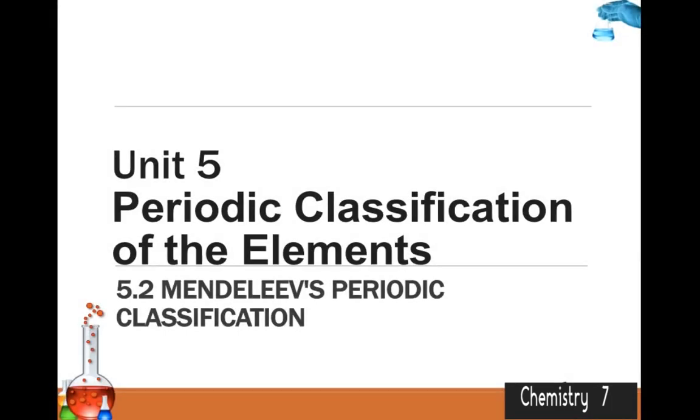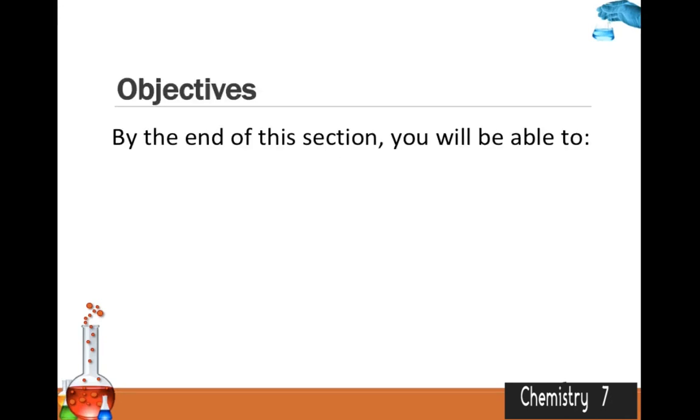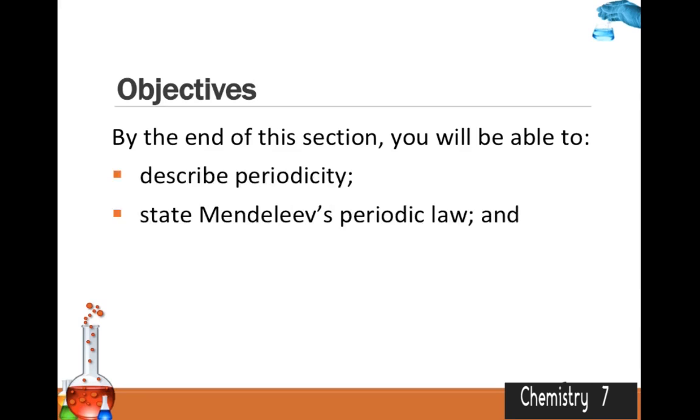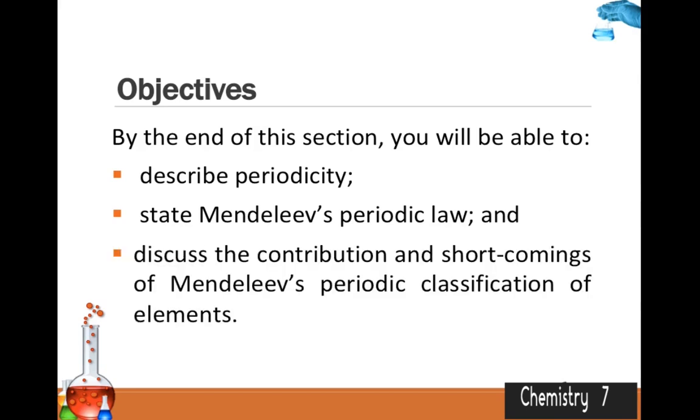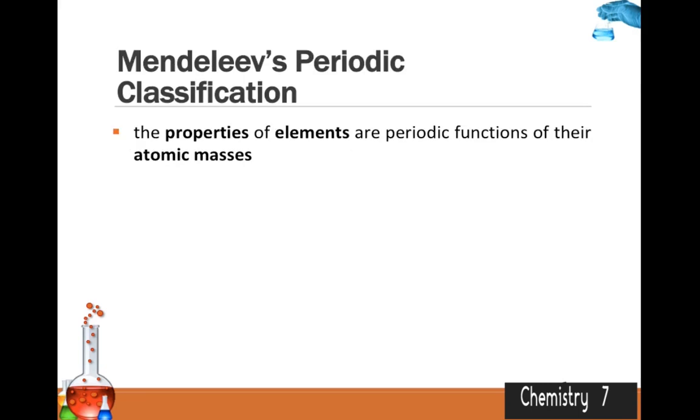Subunit 2, Mendeleev's periodic classification. By the end of this subunit, you will be able to describe periodicity, state Mendeleev's periodic law, and discuss the contribution and shortcomings of Mendeleev's periodic classification of elements. In Mendeleev's periodic classification, the properties of elements are periodic functions of their atomic masses. That means the properties repeat.